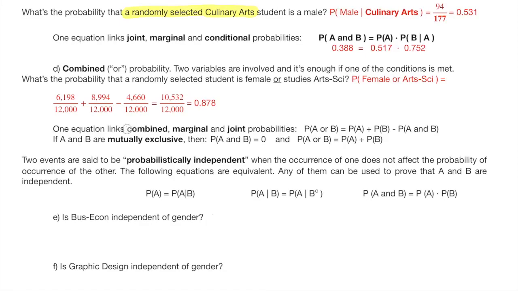This is the formula that links combined, marginal, and joint probabilities. The combined probability equals the marginal probability of one plus the marginal probability of the other minus the joint probability of both. If we know for sure that the events are mutually exclusive, then the joint probability is 0, and then the combined probability is simply the addition of the marginal probabilities. To finish this exercise, let's explain how the conditional probability is used to analyze the possible relationship between two variables.